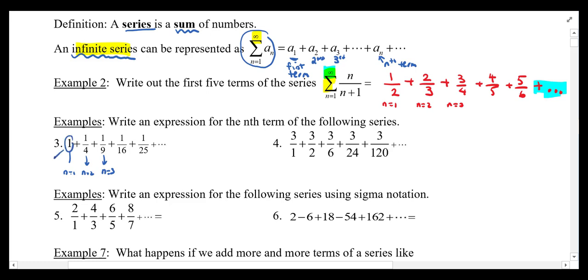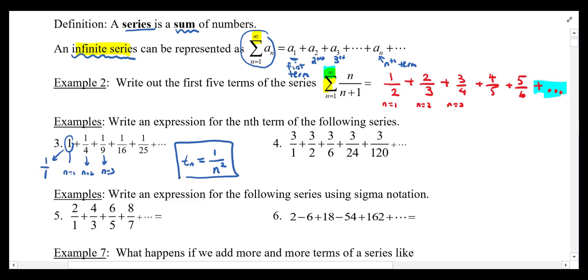Yeah, I hope you see that the first term is just 1 over 1. Second is 1 over 4, which is 2 squared. 1 over 9, which is 3 squared. And so hopefully you can see that the nth term is actually written as the expression 1 over, you guessed it, n squared. Excellent.